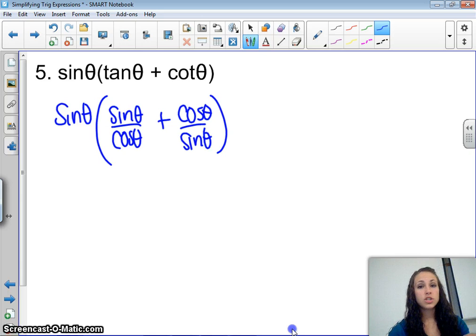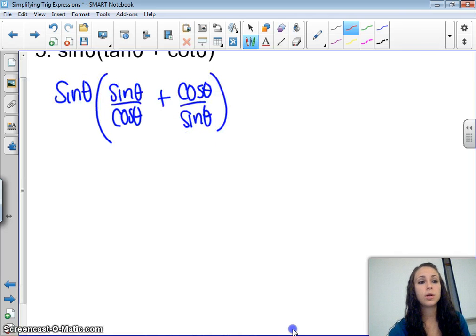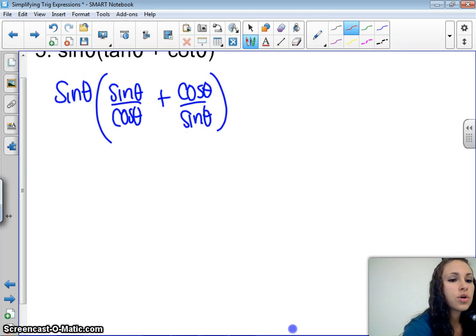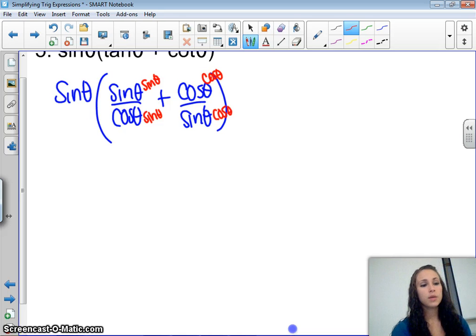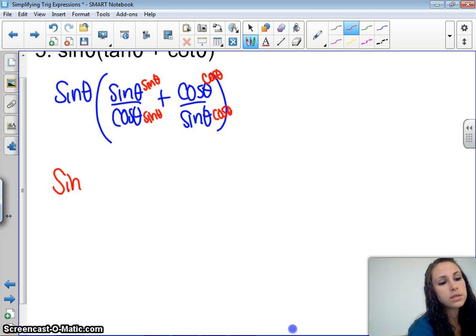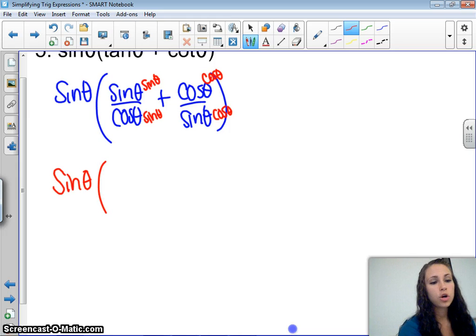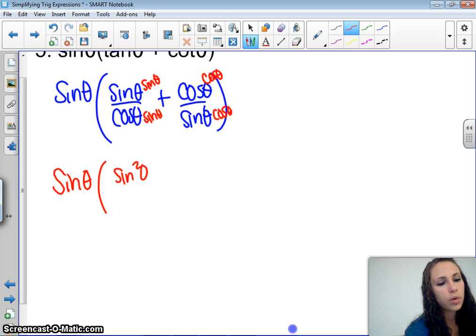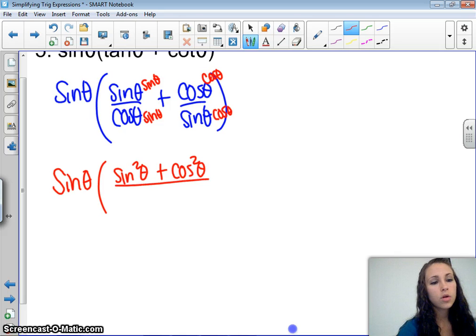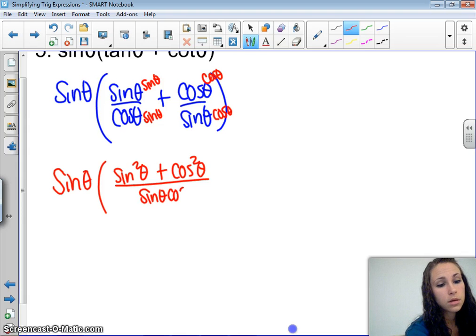And now that I turned them into sines and cosines, I do have two fractions that need to be added, and so I'm going to get a common denominator. And so this needs a sine and a sine. This needs a cosine and a cosine. And so then I'm just going to leave this sine alone right now that's in front. But across the top I have sine squared plus cosine squared all over the bottom, which is just going to be a sine and a cosine.